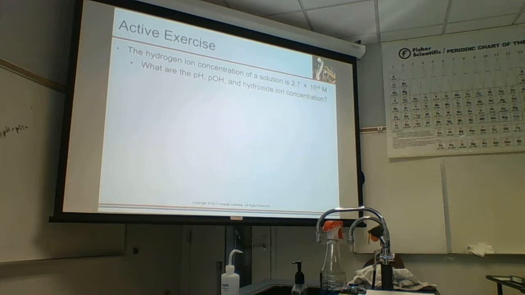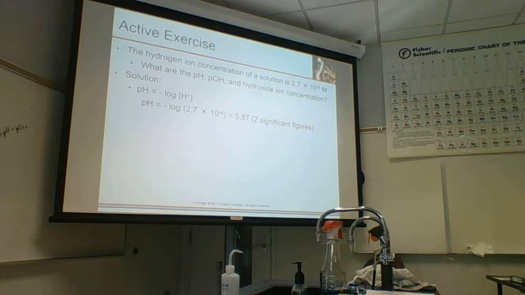If it's 1 times 10 to the minus 6, it's easy. If the hydrogen ion concentration is 1 times 10 to the minus 6, what's the power? 6. But if we have 2.7 times 10 to the minus 6, then that means it's between 1 times 10 to the minus 6 and 1 times 10 to the minus 5. And so the pH is going to be between 5 and 6. Where exactly is it? Well, we have to grab the calculator and calculate it. And so it'd be the negative log of 2.7 times 10 to the minus 6.